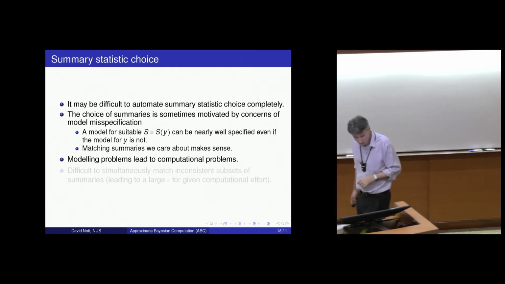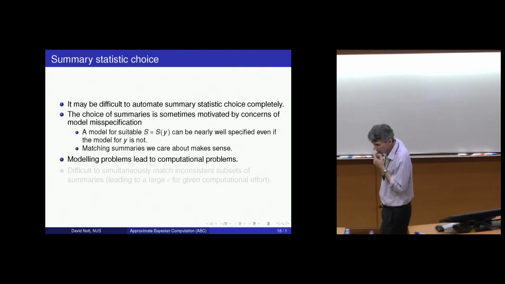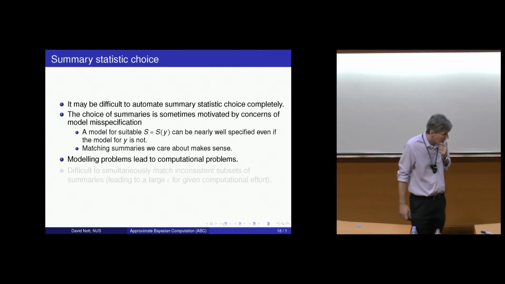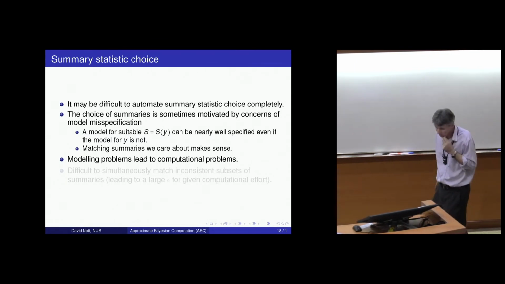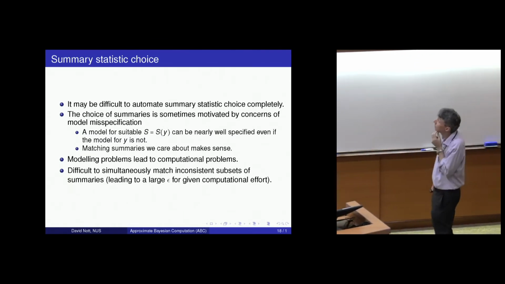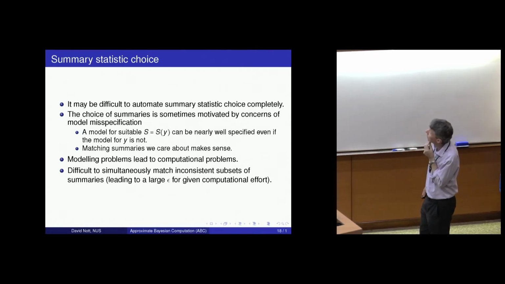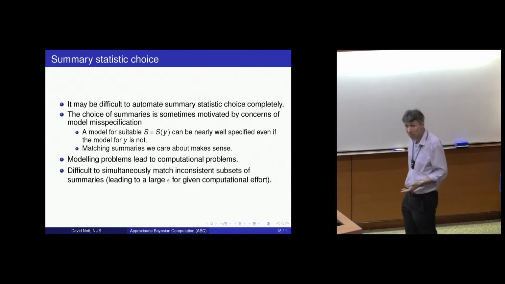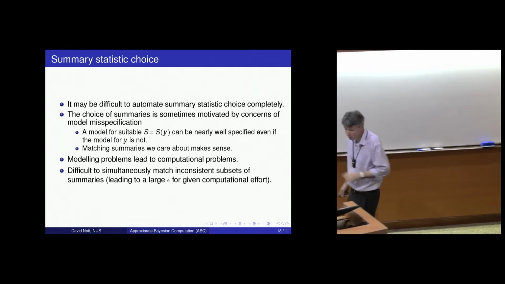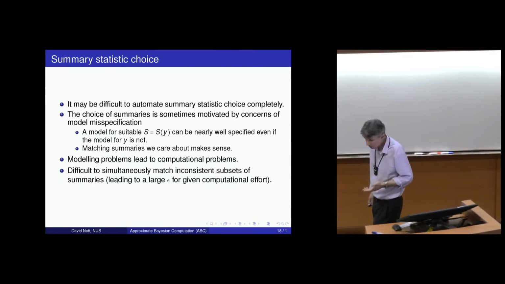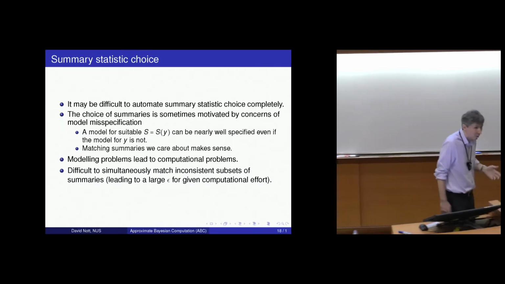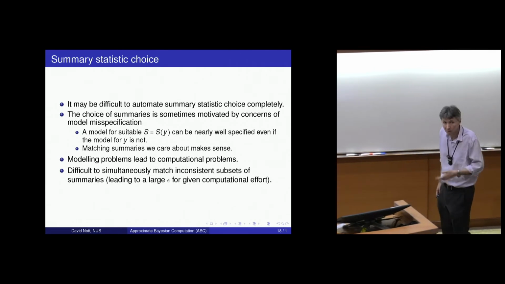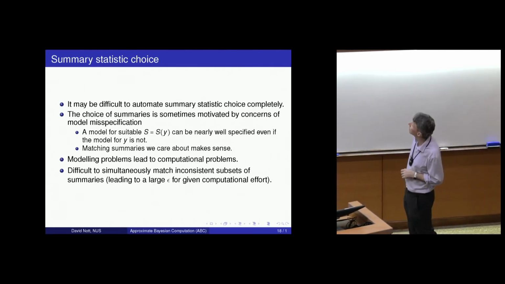Now, a point I'd like to make is that, as in other computational algorithms for Bayesian inference, modeling problems lead to computational problems, okay? And what I mean is, if the model is misspecified, it can be difficult to match the observed summary statistics under simulation for any value of the parameter at all, okay? So that's what it means when you say a model fits poorly. It means that the data is surprising under any value you might specify for the model parameters.